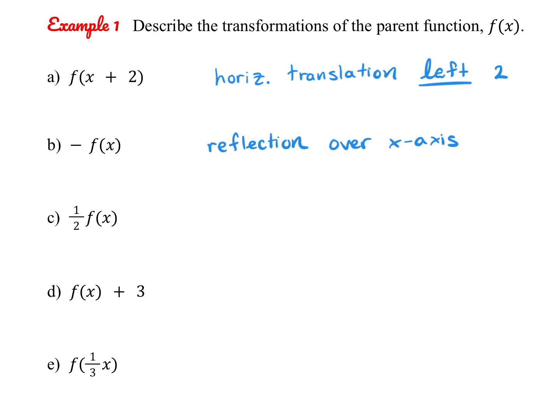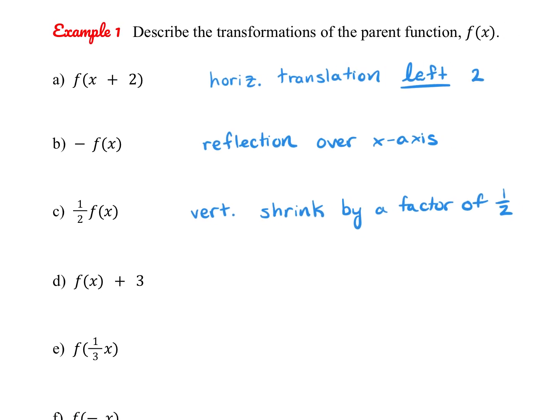Since I'm multiplying on the outside of my function, I know it's vertical. So it's a vertical. Now I need to know if it's a stretch or shrink. Remember, for vertical stretches or shrinks, whatever you see here is the stretch or shrink factor. So my stretch or shrink factor is 1/2. And since that's less than 1, we call it a shrink. So this is a vertical shrink by a factor of 1/2. And yes, you do need to write the stretch or shrink factor.